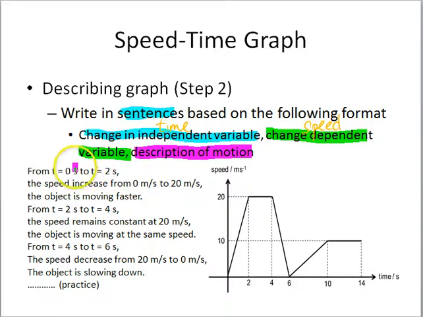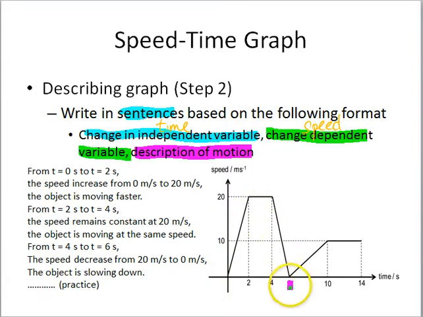So we can see here, the first statement from 0 to 2, that's our first breakdown. The speed increased from 0 to 20. So the speed increases from 0 to 20, obviously the object is moving faster. From 2 to 4, the speed remains constant at how much? 20. So the object is moving at the same speed. From 4 to 6, the speed dropped. The speed decreases from 20 to 0.